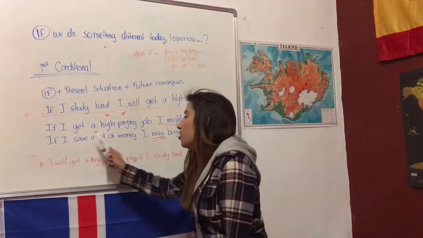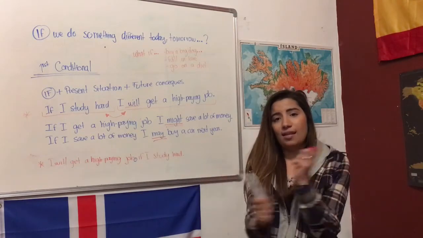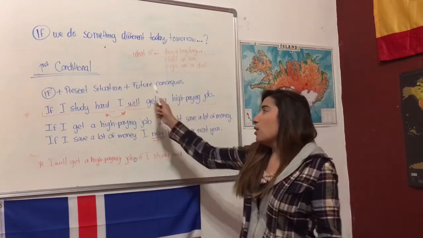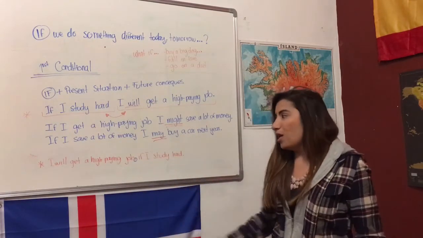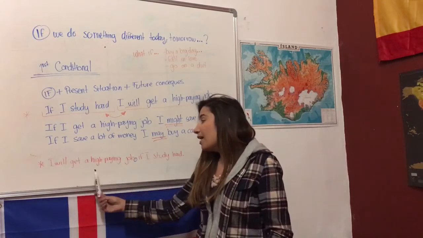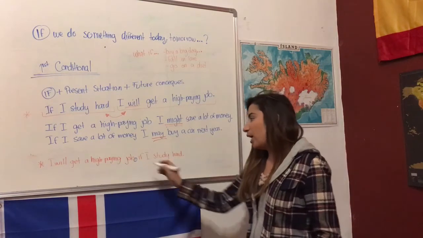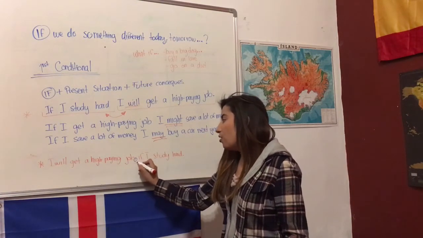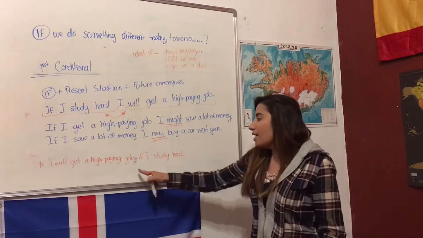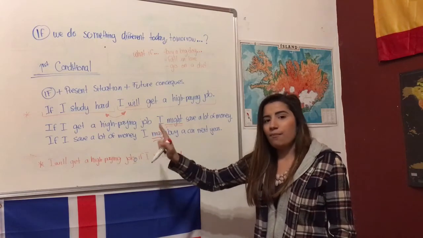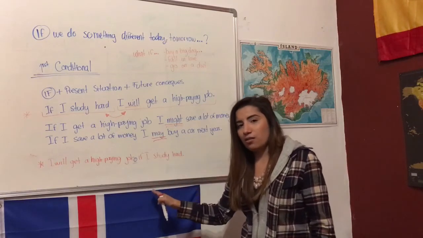So now, I want you to notice here I put a little arrow because it's possible to switch the sentences. I can start with my future consequence and finish my sentence with the present situation. For example, I will get a high-paying job if I study hard. And it's very important to know that whenever we have the if clause in the second part of the sentence, we have to add a comma between the first clause and the second clause.